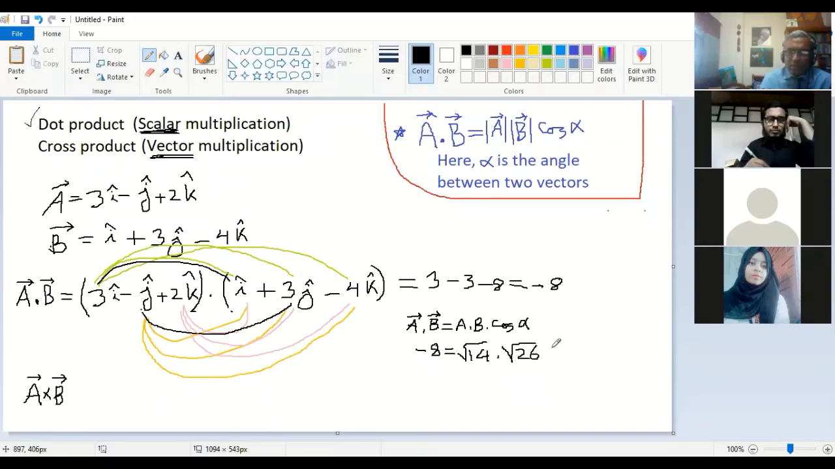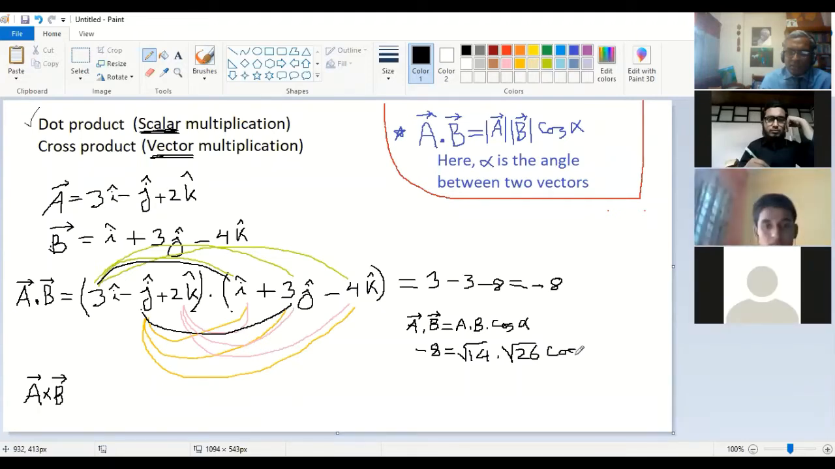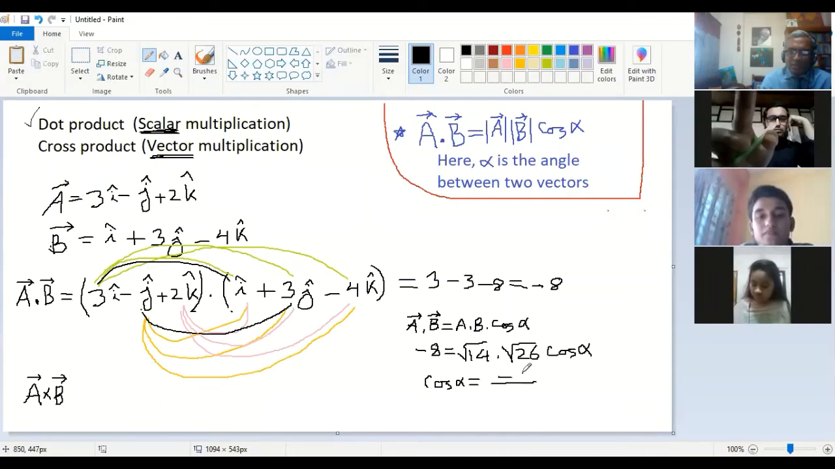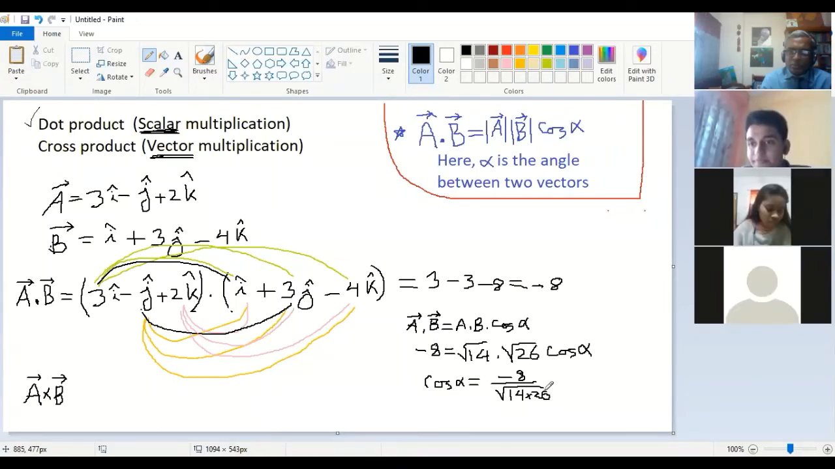And then cos alpha, we do not know what the angle is, so we are writing cos alpha. Now you go to the next line and you write cos alpha. Cos alpha is the thing we are keeping on one side, and on the other side you have minus 8 divided by root over 14 root over 26. You can write it like this, root over 14 into 26. So use your calculator and find it out.